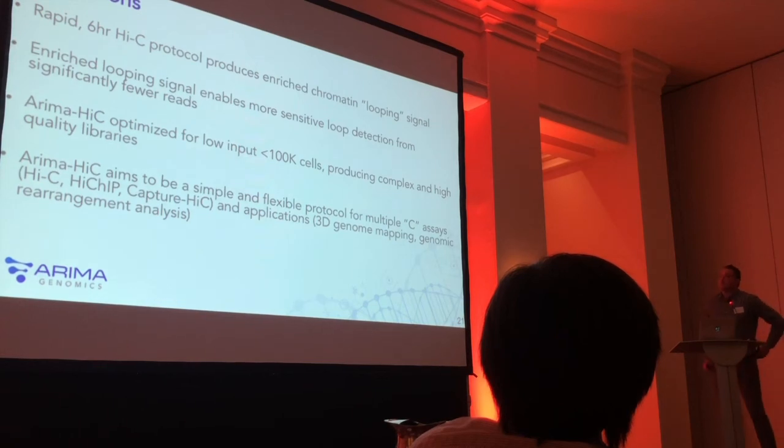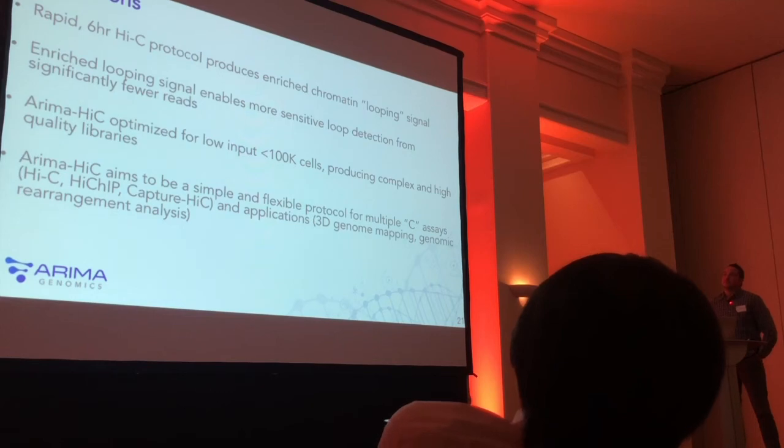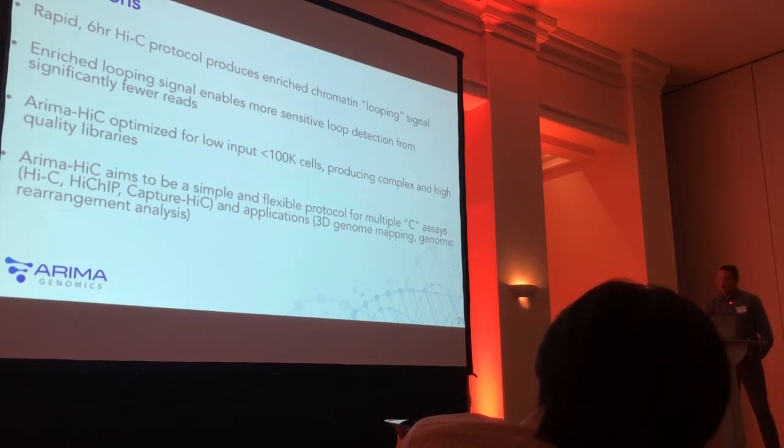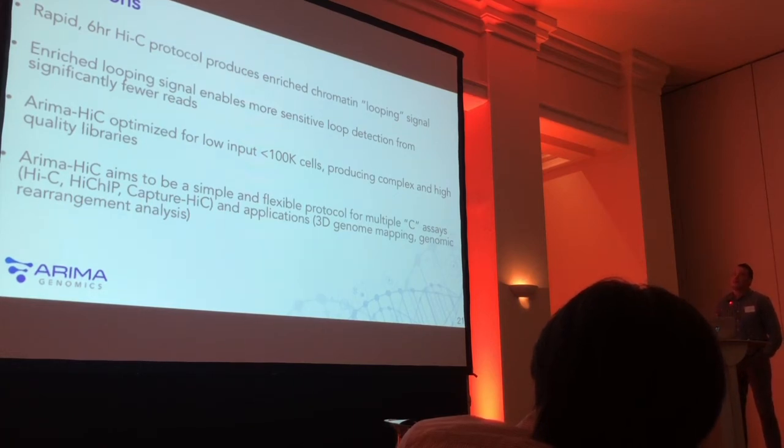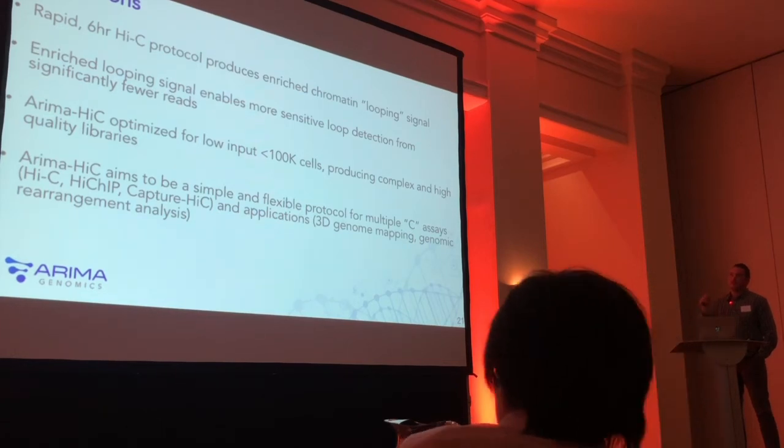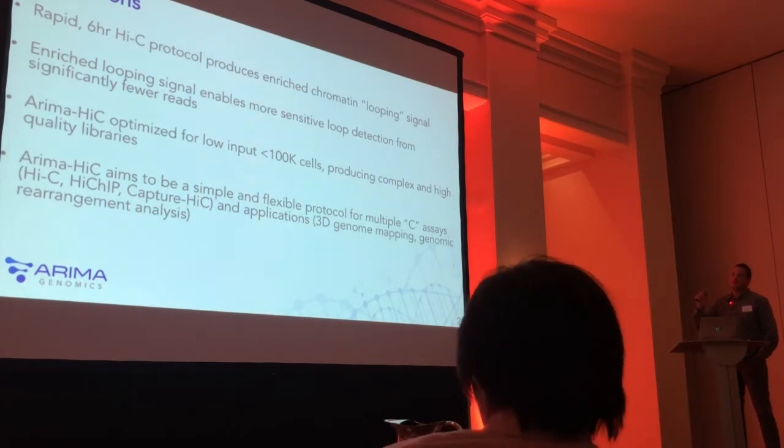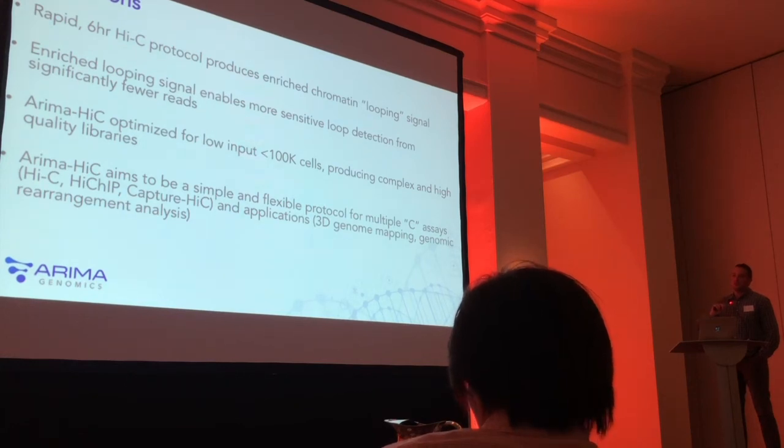So I am going to conclude just by summarizing some of the key points. I hope that I was able to show you and introduce you to our rapid 6-hour Hi-C protocol and the enriched looping signal that it can produce. And I think one of the most important takeaways is that the enriched looping signal enables a more sensitive loop detection from significantly fewer reads. Our protocol is optimized for low input cells.